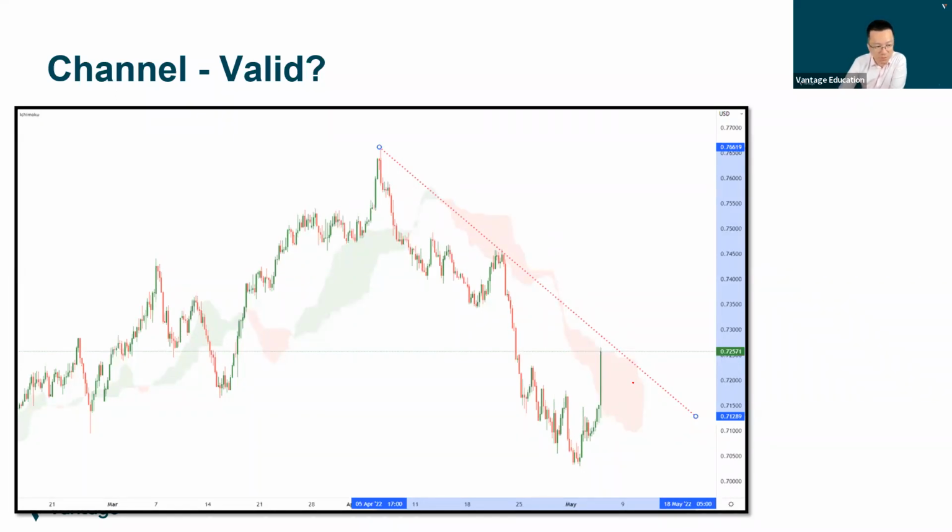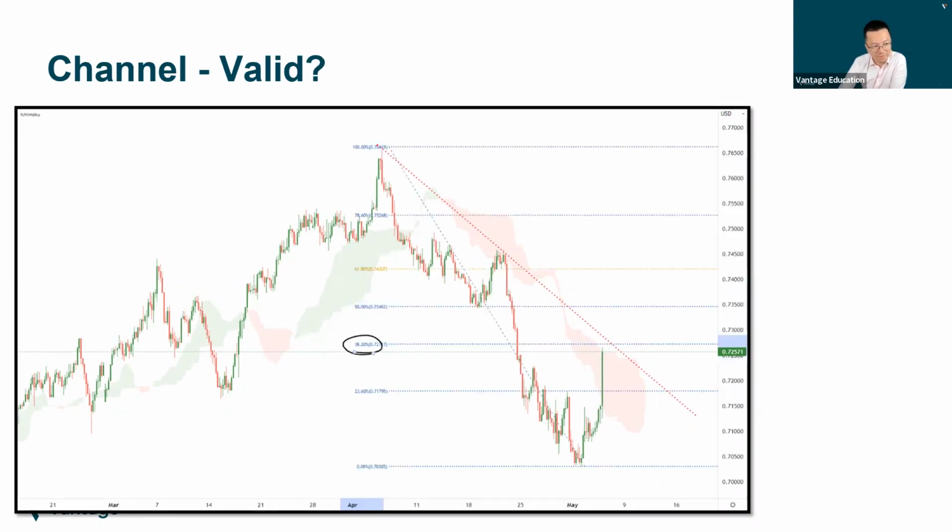What else can you do? You can also apply the Fibonacci, right? Apply the Fibonacci towards the downside there, from the top down. You can also see that price has come up to that 38.2 Fib level, which puts it all together. That's that confluence of analysis that we're all looking for.